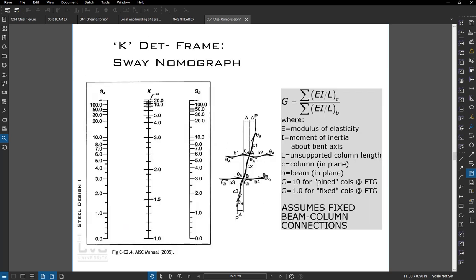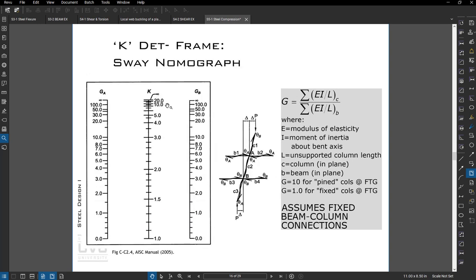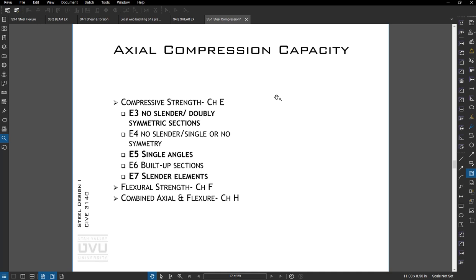All right, same thing for a sway frame. The difference you can see is the K starts at 1 and goes to infinity, whereas the previous slide started at 0.5 and went to 1. So moment frames can be a lot more sensitive to lateral deflection, so we need to take that into account when we're calculating the K factors.